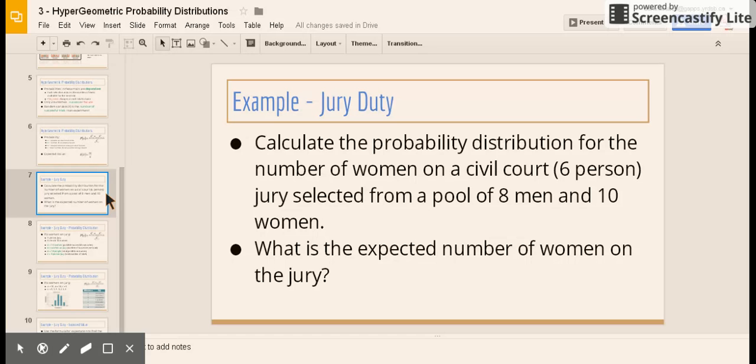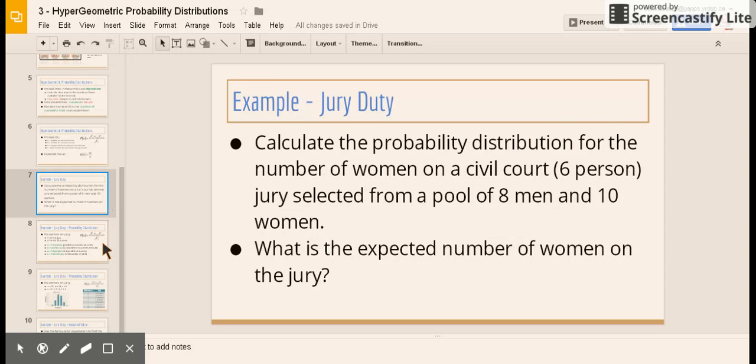So we're going to calculate the probability distribution for the number of women on a civil court jury. A civil court jury consists of 6 people. We're going to select from a pool of 8 men and 10 women. So we're going to do a probability distribution, and then we're also going to calculate the expected number of women on the jury.